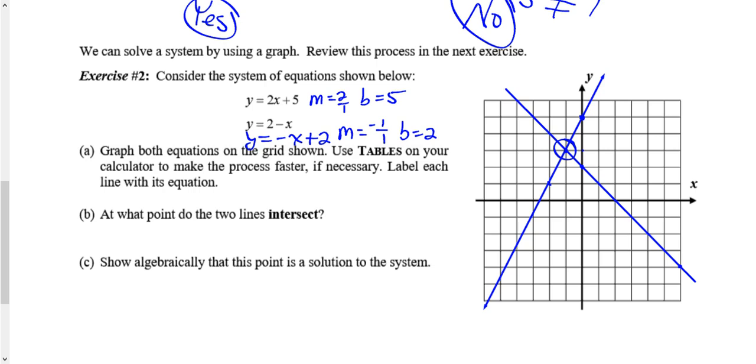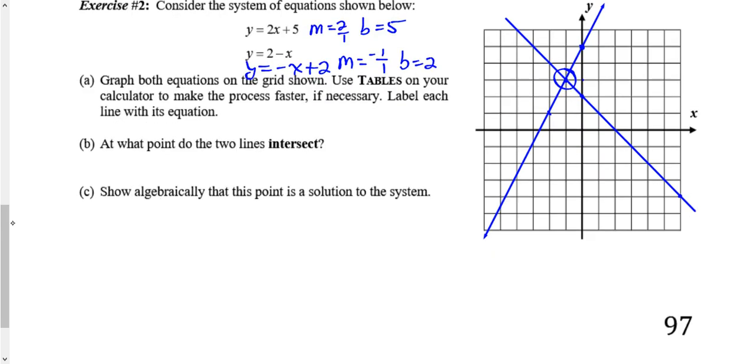Amy, what are the coordinates of that point where they intersect? Negative 1, comma 3. Right? So let's write that down. Negative 1, comma 3.